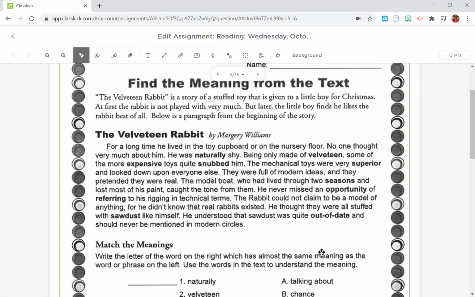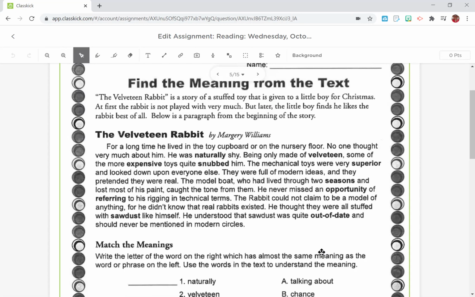For a long time, he lived in the toy cupboard or on the nursery floor. No one thought very much of him. He was naturally shy. Being only made of velveteen, some of the more expensive toys quite snubbed him. The mechanical toys were very superior and looked down upon everyone else. They were full of modern ideas, and they pretended they were real.